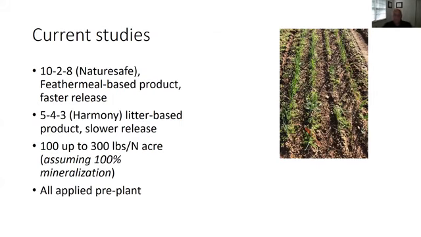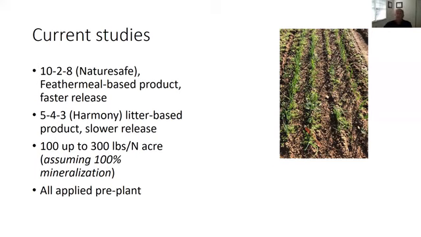So this brings us to some current studies where we've been looking at 2 different types of pelletized organic fertilizer products. One is a 10-2-8 from NatureSafe. It's a feather meal based product, a little bit faster release, as you can see from that prior chart. And then also a 5-4-3 Harmony, which is more of a poultry litter based product. It's also pelletized, slower release, and we looked at 100 up to 300 pounds an acre of nitrogen.